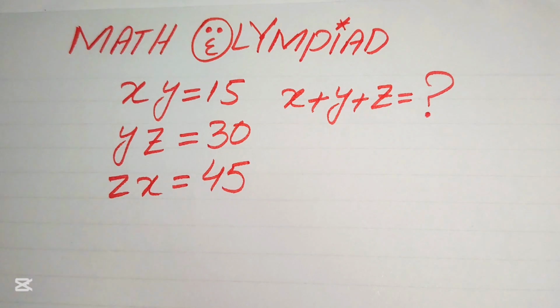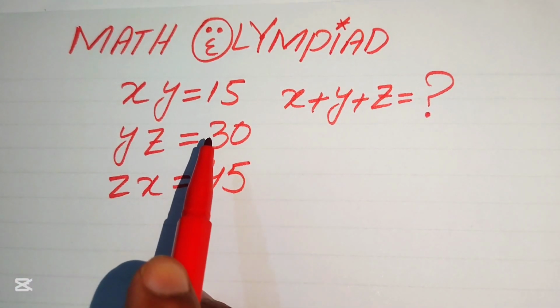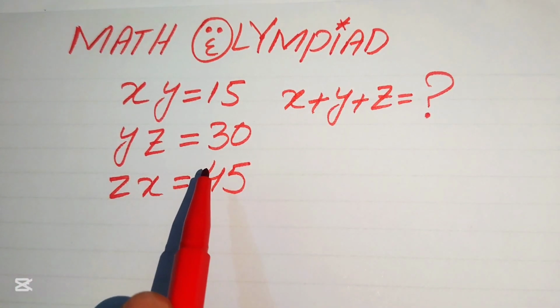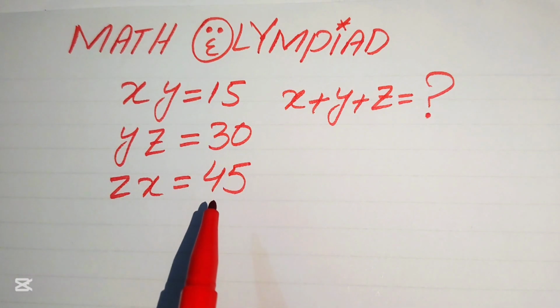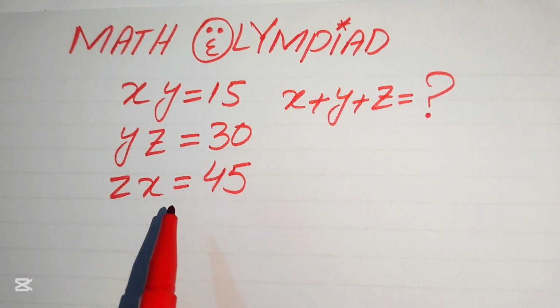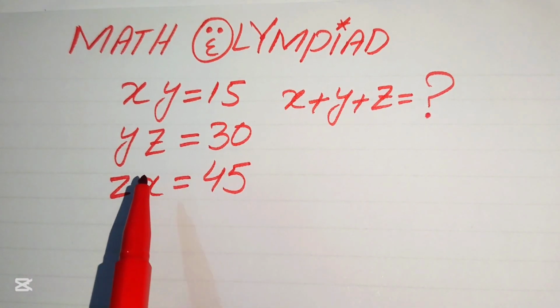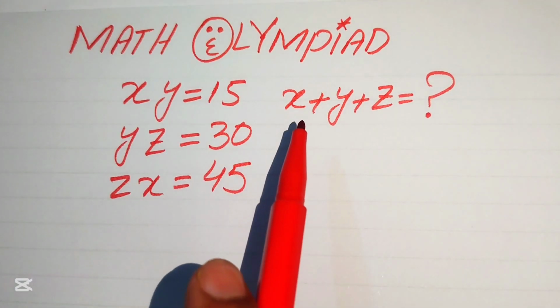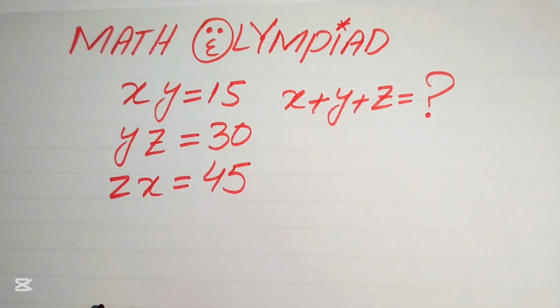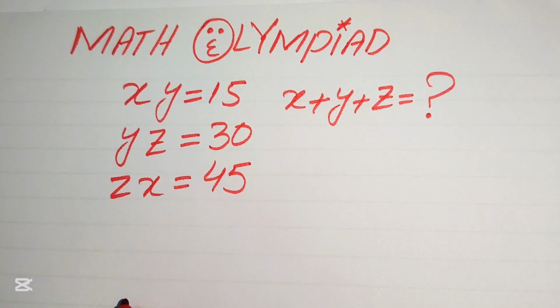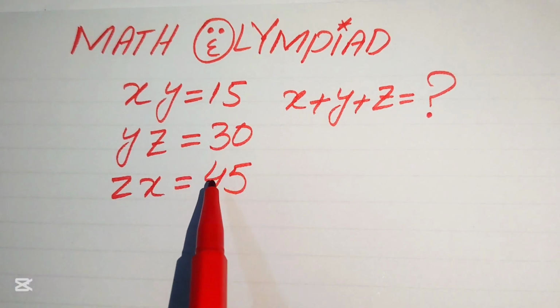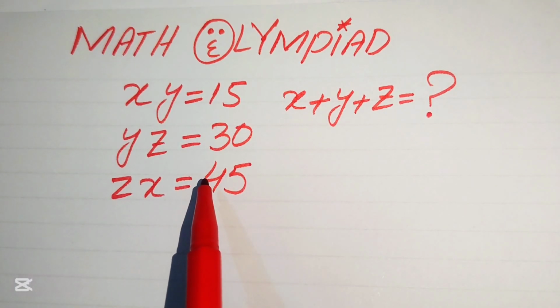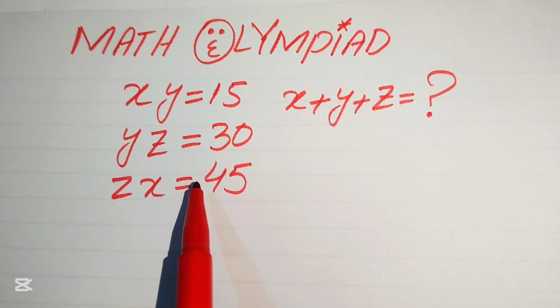So here we have xy equals 15, yz equals 30, and zx equals 45, and we solve this problem first for the values of x, y and z, and after that we find the sum of x, y and z. Okay, so the very first step we are going to do is here, you see, these are the three equations, so that we can solve these three equations.